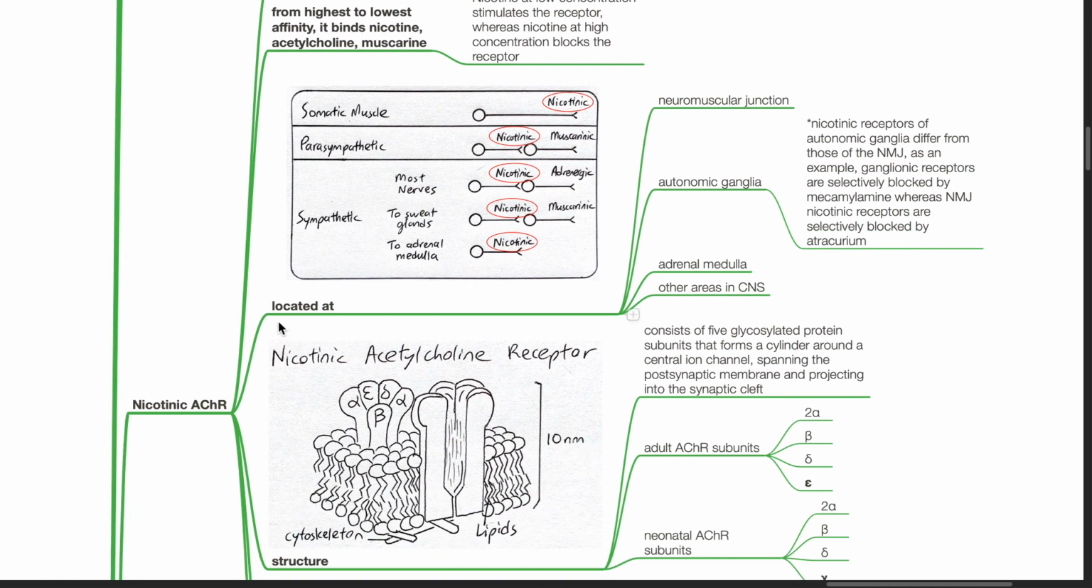Nicotinic acetylcholine receptors are located at the neuromuscular junction, autonomic ganglia, adrenal medulla, and other areas in the CNS. Nicotinic receptors of autonomic ganglia differ from those of the neuromuscular junction. As an example, ganglionic receptors are selectively blocked by mecamylamine, whereas neuromuscular junction nicotinic receptors are selectively blocked by atracurium.